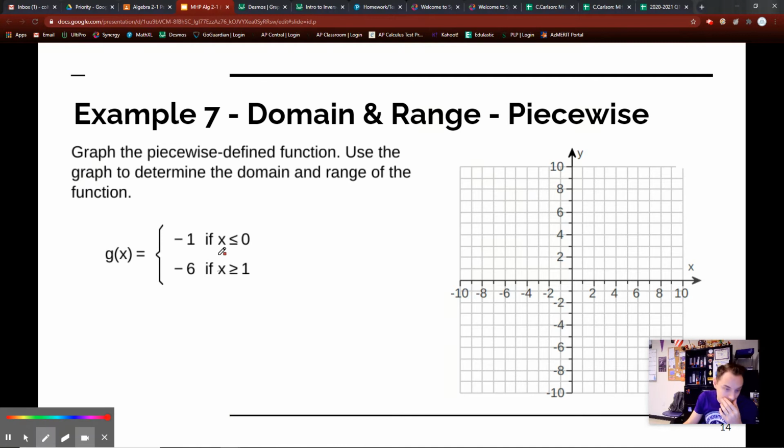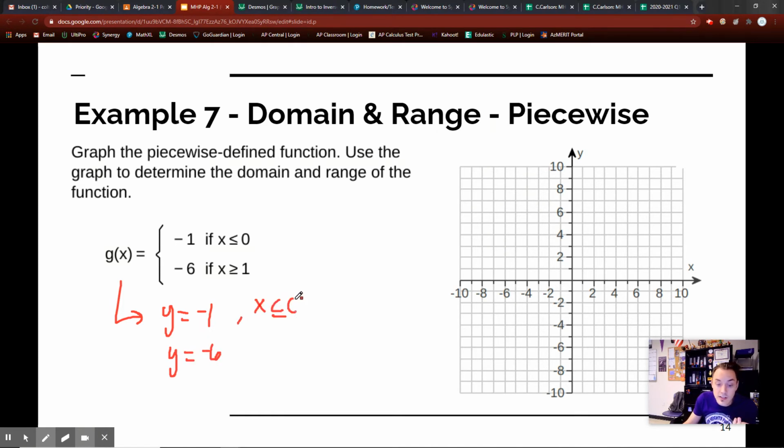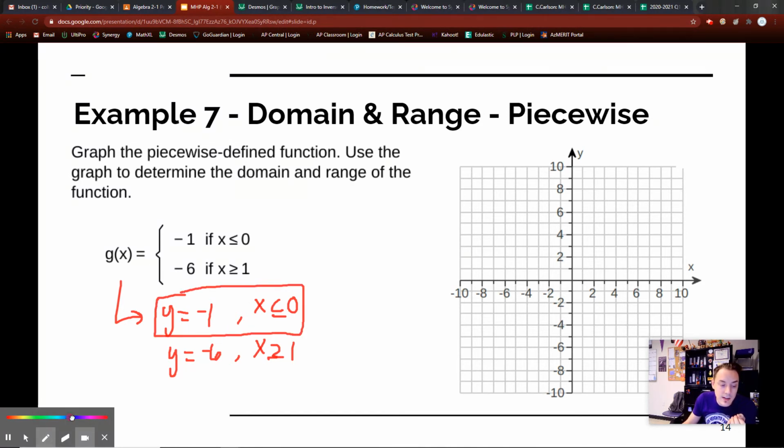Let's graph this. Now these are a little bit tricky because they don't have any variables, right? But what is this really saying, guys? What this is saying is y equals -1 and y equals -6, where x is less than or equal to 0 and x is greater than or equal to 1. That's what it's saying. So I'm literally just going to take each piece, this one first. I'll do this one in red. I'll take this whole piece first and graph it in red, and then I'll take this whole next piece and graph it in blue. Okay? So what does this look like?